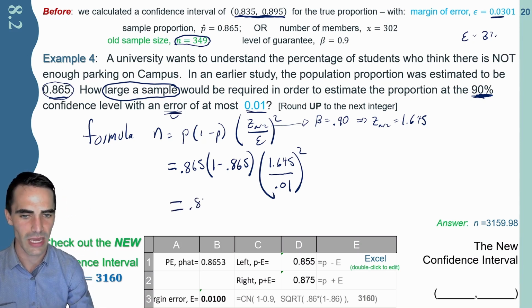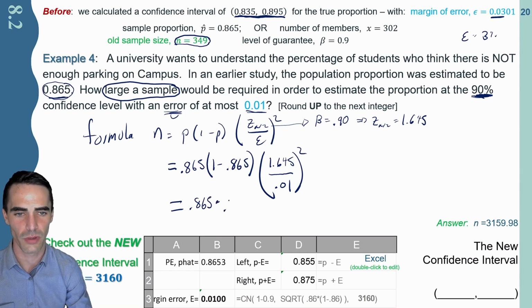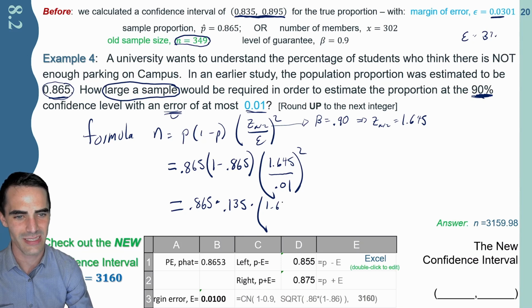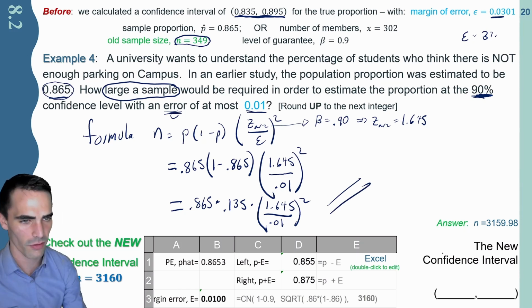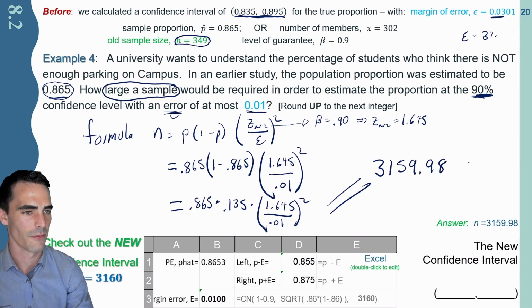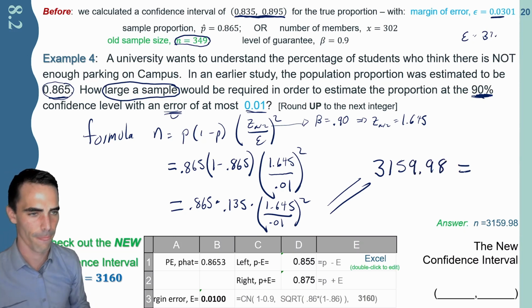This should be 0.865 times, if you do 1 minus, this should leave you with 0.135 times. This one isn't too pretty to do either, but I encourage you to type it all in: 1.645 divided by 0.01, squared. And you should end up with a relatively acceptable number of 3,159.98. Ooh, we're so close.